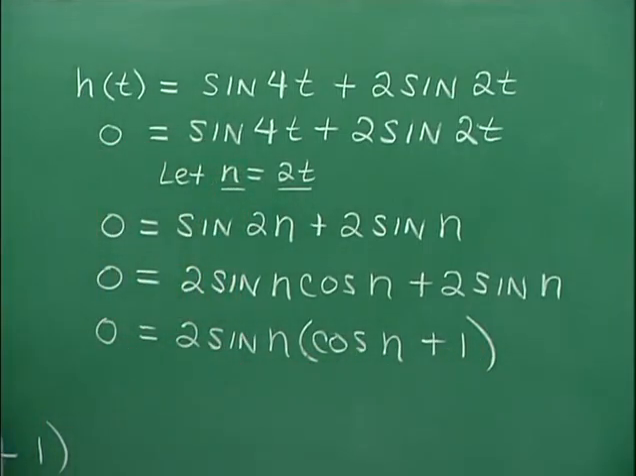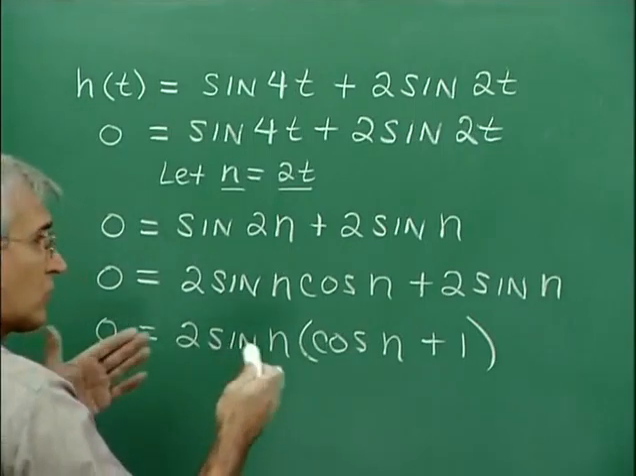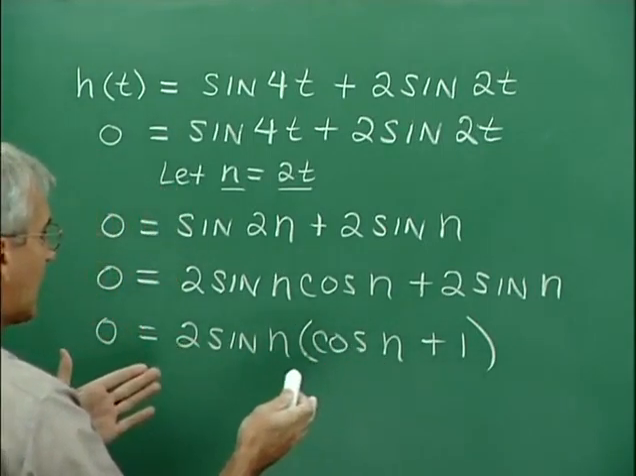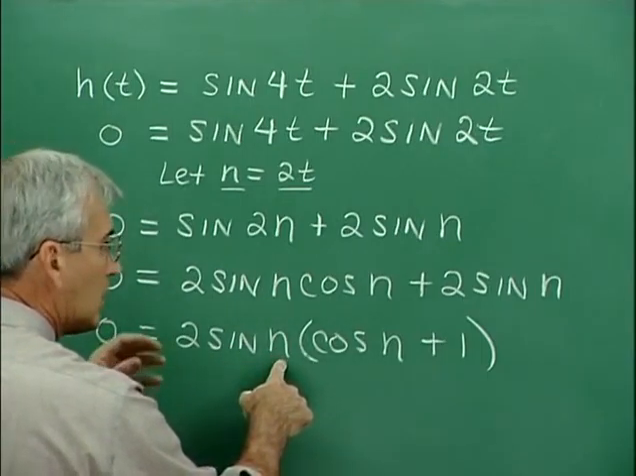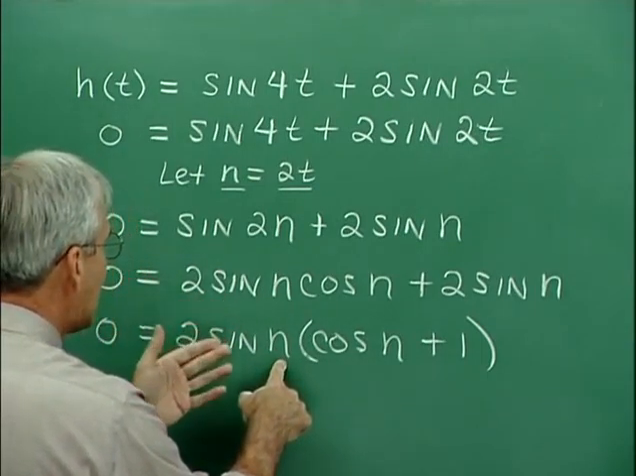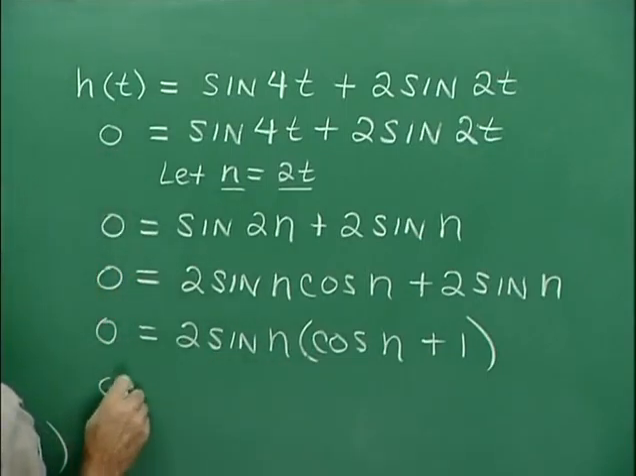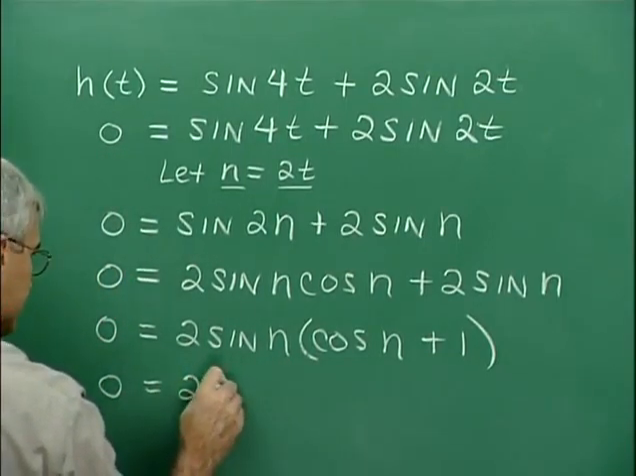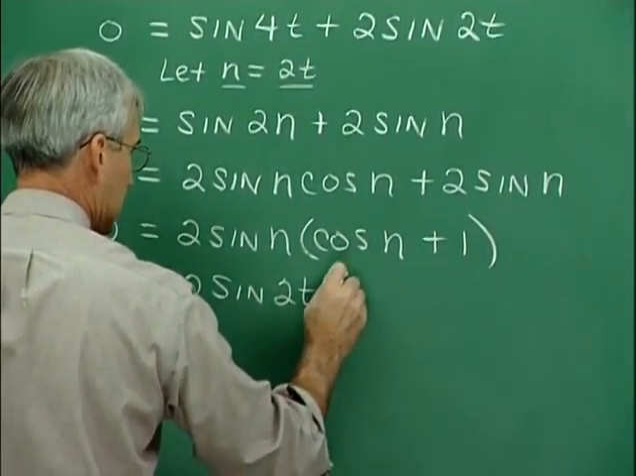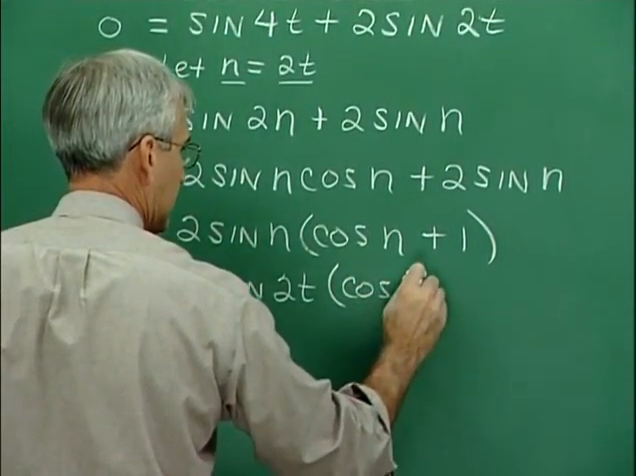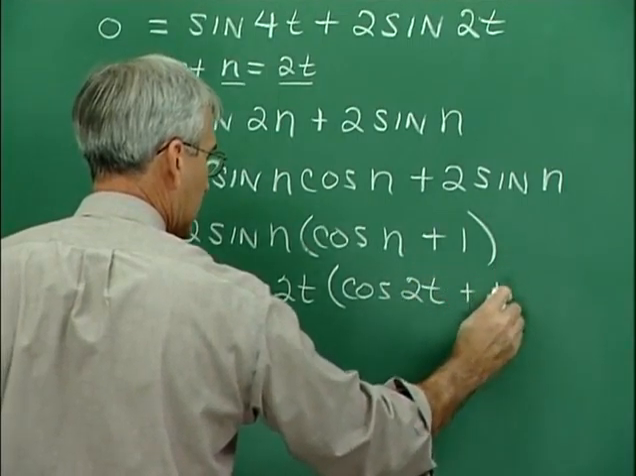Oh, wow, that's convenient. Now, maybe it's time at this point for us to go back and do the back substitution and put the double angle idea back in here. Let's do that. We have 0 equals 2 sine 2t times cosine 2t plus 1.